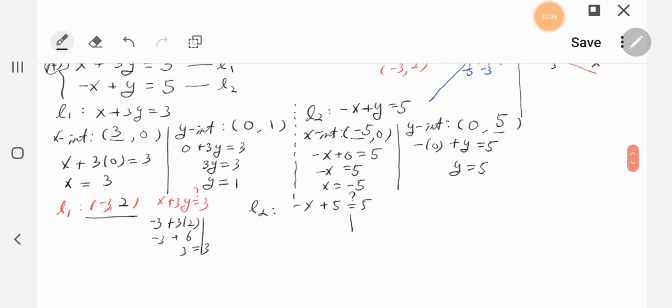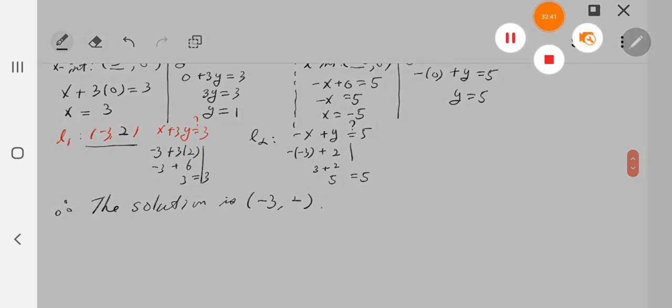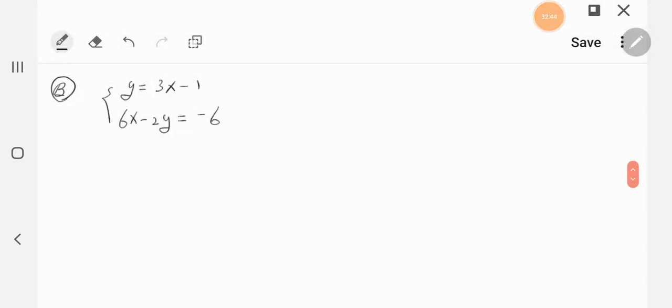Let's check. So x is negative 3. So negative times negative 3 plus y, right? Then y is 2. Then this is 3 plus 2 is 5. So this is equal to 5. So since the intersection negative 3 and 2 satisfies both equations, the solution is negative 3 and 2. Okay, this is letter B.